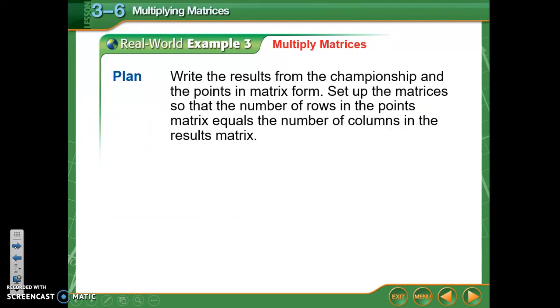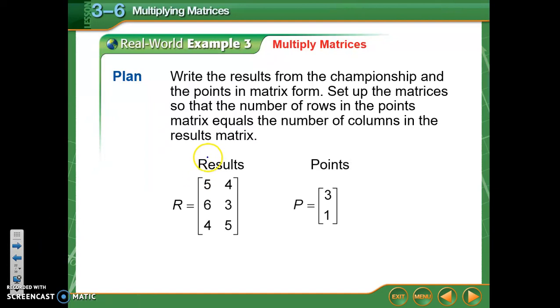So we're going to start by writing our matrices. Here's our results matrix, right? We're setting up the matrices so that the number of rows in my points matrix, so 2 rows, is equal to the number of columns in my results matrix. Why? Because when I do row times column, I need to have the same number. So if I have 2 elements in this row, I need to have 2 elements in this column. So these are the results for each of my teams.